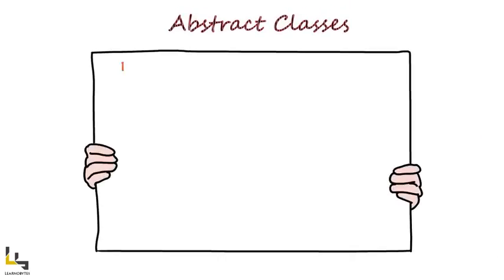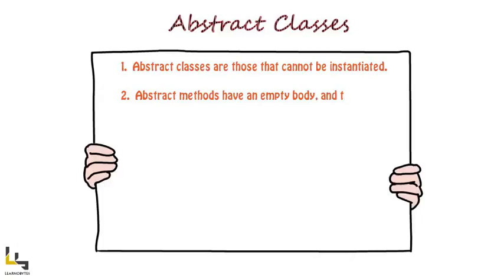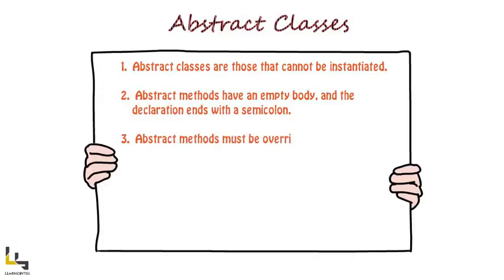Thus, abstract classes are those that cannot be instantiated. Abstract methods have an empty body, and the declaration ends with a semicolon. Also, all abstract methods must be overridden in the first concrete subclass in the inheritance tree. If a subclass does not override the abstract method, it should be marked as abstract.